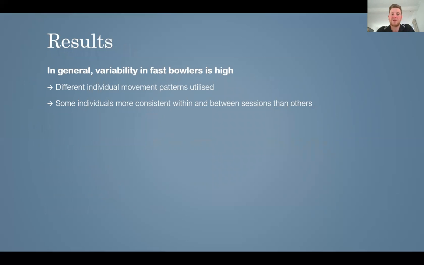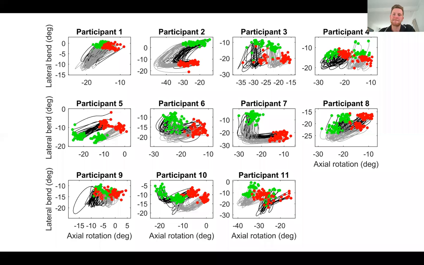And what we found is that in general, variability across the group was high. Each individual had their own specific movement pattern, and some were more consistent than others at using this movement pattern. And that can be seen really well in this figure here, which is an angle-angle diagram of lateral bending against axial rotation. The green dots correspond to front foot contact, and the red dots correspond to ball release, and the black and the grey lines represent session 1 and session 2. And you can see that there's numerous differences throughout the group when you compare participants. So for example, if you take the shape that the line follows between front foot contact and release, you can see participant 2 follows sort of a C shape, participant 7 follows more of an L shape.